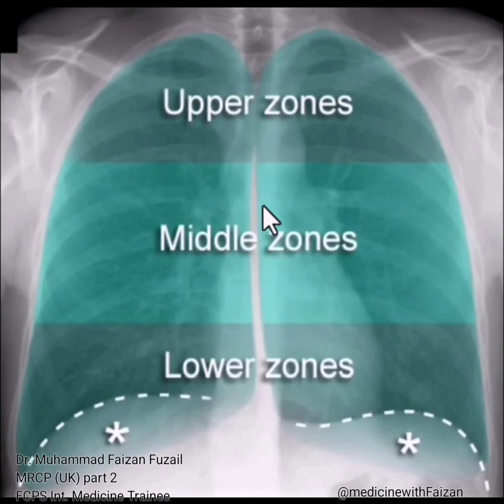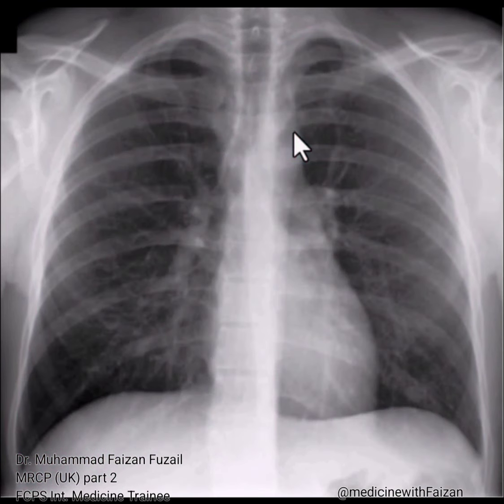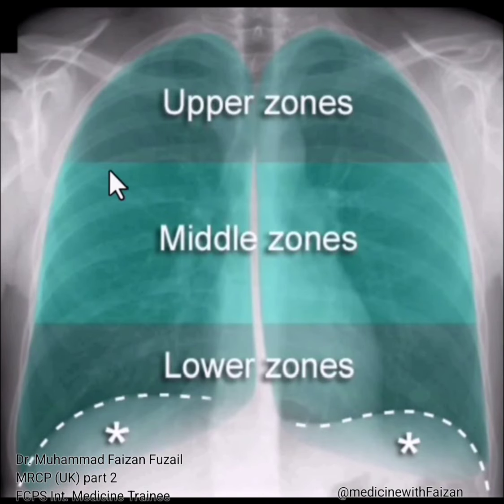Now, let's discuss lung zones. For the purpose of description, the lungs are divided into upper, middle, and lower zones. Each of these zones occupies approximately one-third of the height of the lungs. Note that the lung zones are not equal to lung lobes. For example, the lower zone on the right comprises both the middle and lower lobes.